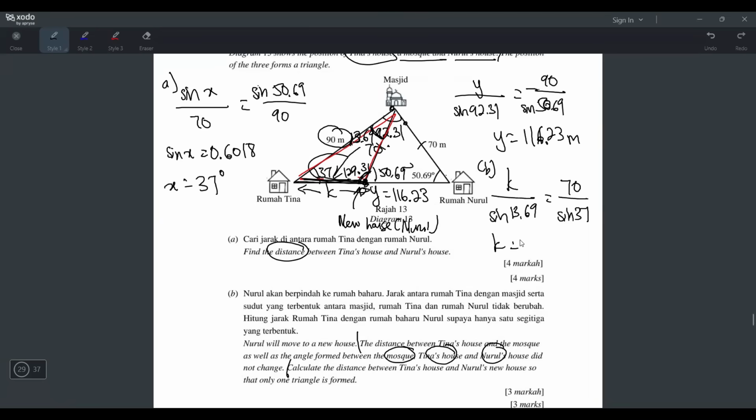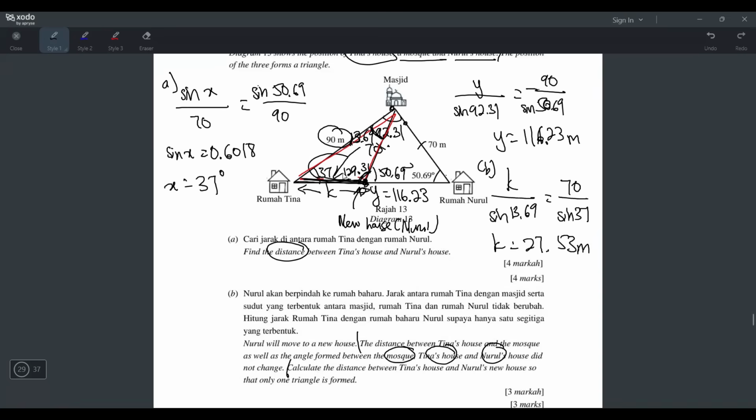Okay, my calculator give me 27.528, right? So that's my answer. So I'll just write 27.53 and I'll write meters. Okay, so that's the answer, right? Calculate the distance. Hitung jarak rumah Tina dengan rumah baru supaya hanya satu segitiga yang terbentuk. So yeah, I think this is the answer.